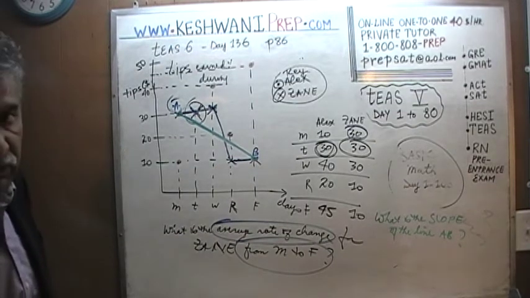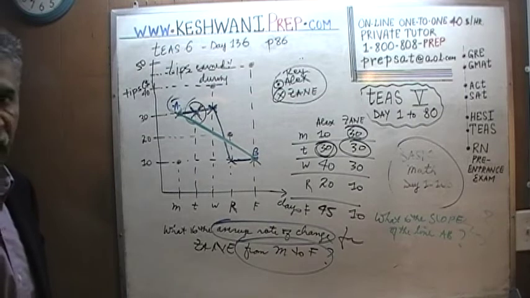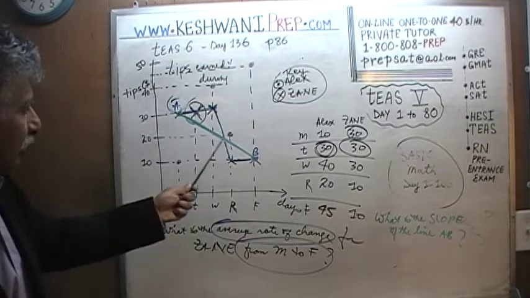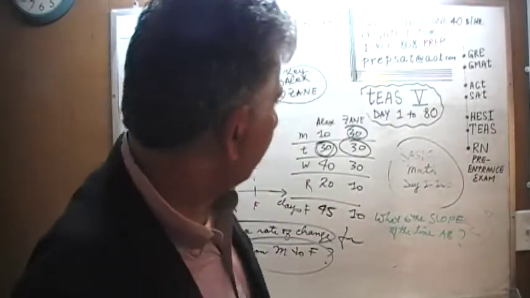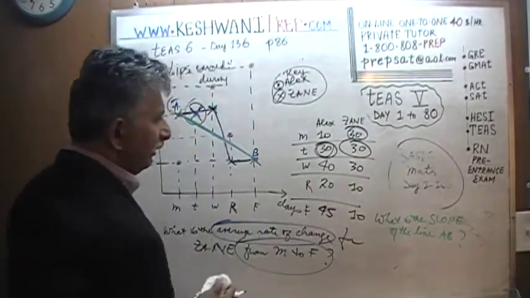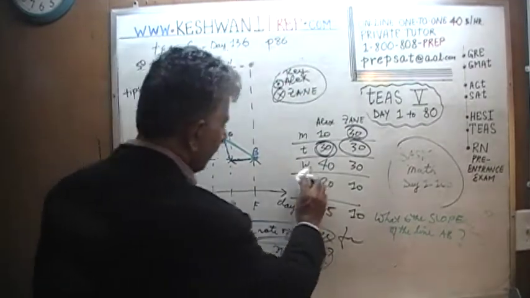Rate of change means the slope. How fast is it changing? What's the rate of change? What's the slope of this line? How steep is it? That's what we're looking for. Let's do the work here. We need the room, obviously. We have to erase something. I'm going to erase this chart.